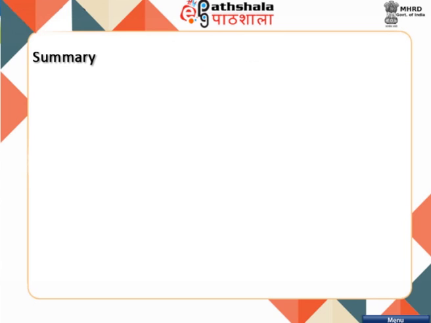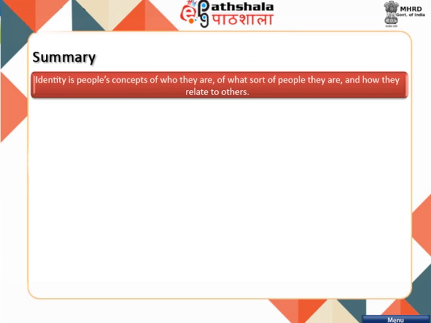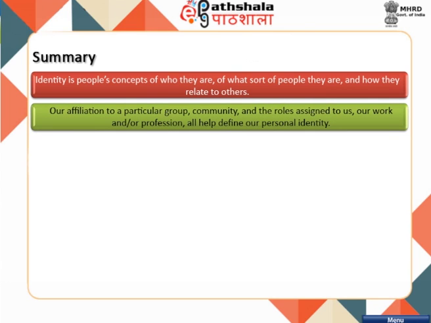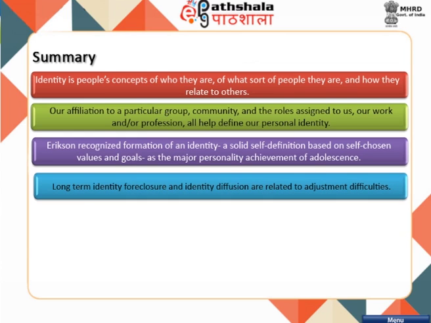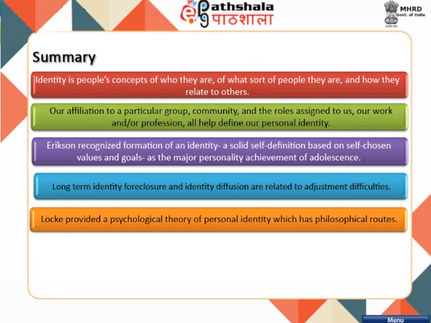Let us summarize what we have learned. Identity is people's concepts of who they are, of what sort of people they are, and how they relate to others. Our affiliation to a particular group, community, and the roles assigned to us, our work and/or profession all help define our personal identity. Erikson recognized formation of an identity, a solid self-definition based on self-chosen values and goals, as the major personality achievement of adolescence. Long-term identity foreclosure and identity diffusion are related to adjustment difficulties. Locke provided a psychological theory of personal identity which has philosophical roots.